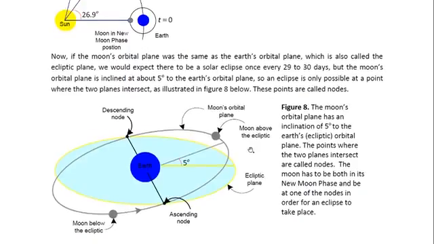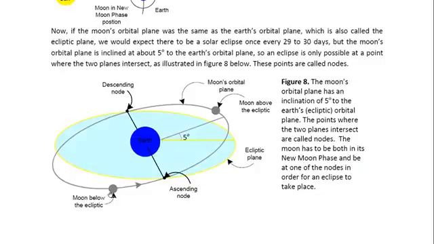But this does not happen, and the reason why it doesn't happen is because the two planes are not in the same plane. In other words, the moon's orbital plane is at an angle of 5 degrees to the Earth's orbital plane, or the ecliptic plane. So the new moon phase does not give rise to an eclipse unless it is at a position where the two planes coincide. And the points where the two planes coincide are called nodes.